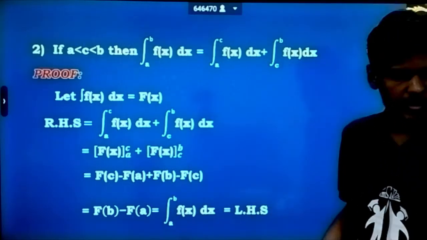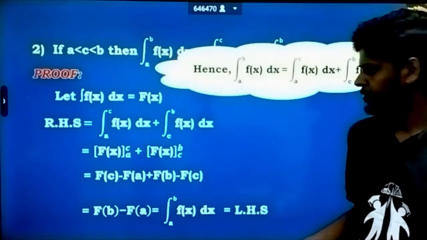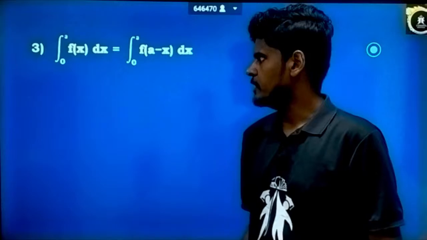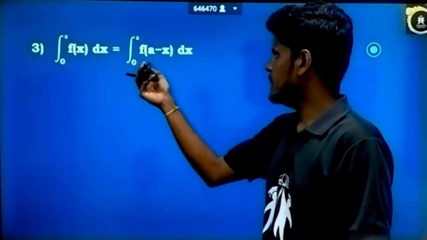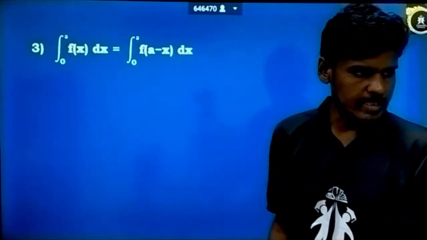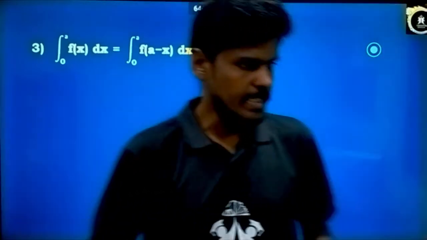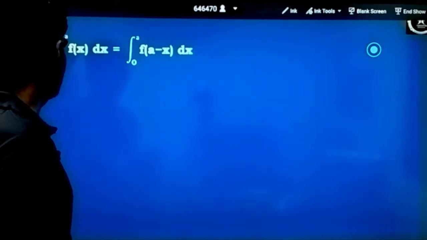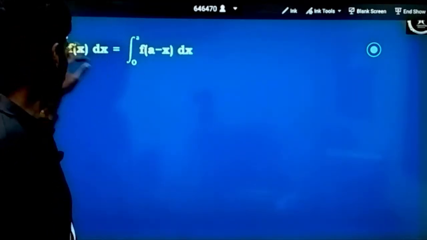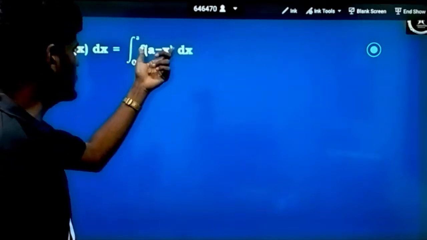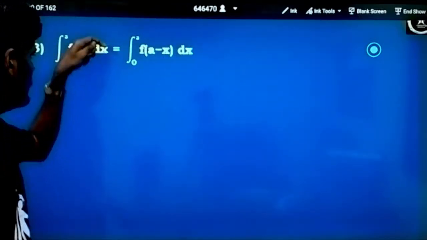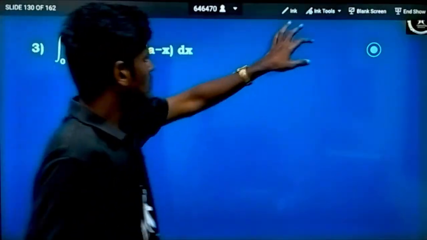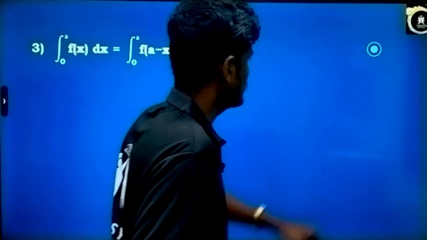So this is integral A to B f of x. Next is integral 0 to A f of x dx is equal to integral 0 to A f of A minus x dx. Again, the proof is very easy. What we are actually doing in this: integral 0 to A f of x is equal to, the limits remain the same. Here inside the function we are replacing x by the sum of the upper and lower limits minus x. That is the answer. So how are we doing this? Let's observe.